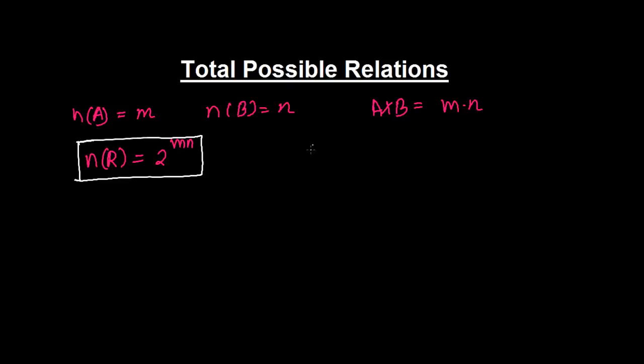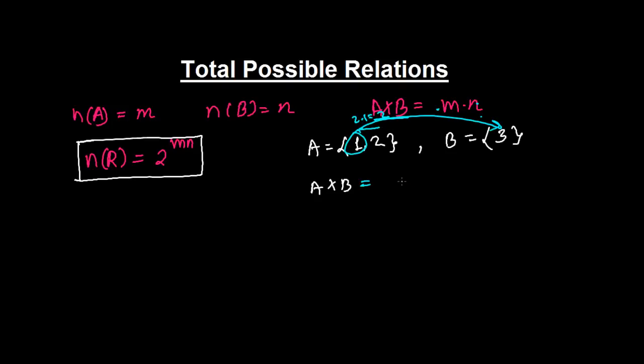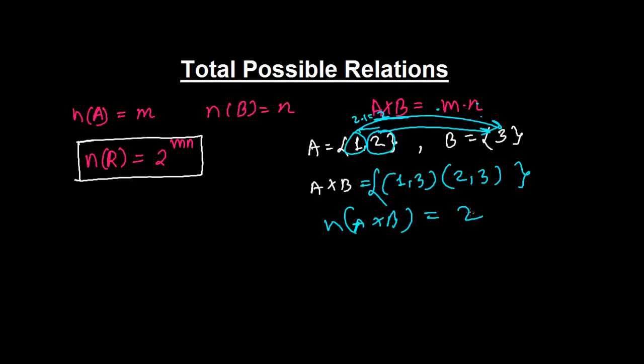Let me give a very quick demo. Let's say I have A equals {1, 2}, B equals {3}. Now I want to find out A cross B. Can you tell me how many elements are in A cross B? m times n, that is 2 times 1, so that's 2. This 1 can make a relationship with 3, so it's (1, 3). And this 2 can make a relationship with this 3 only, so it's (2, 3). So the total number of elements in A cross B, the Cartesian product of A and B, is only 2.